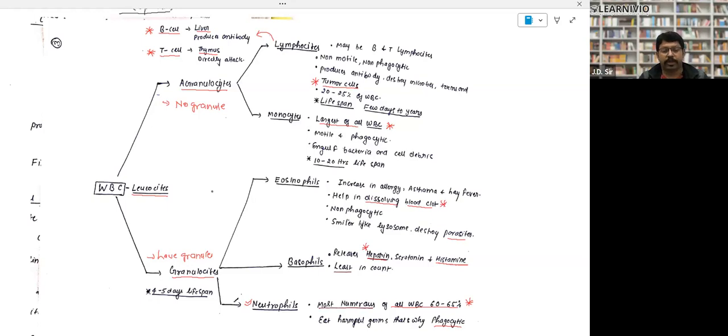Now come to the monocyte. Monocyte is the largest of all WBC. They are motile and phagocytic. Phagocytic means they eat the germs and bacteria. They engulf the bacteria and cell debris. Their lifespan is 10 to 20 hours. So these were agranulocytes.